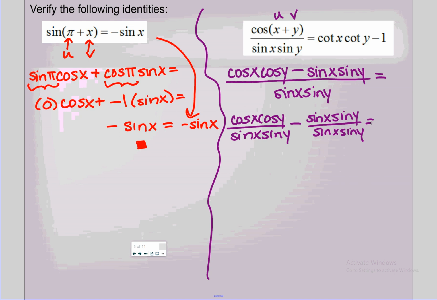Sine x sine y over sine x sine y is going to simplify to what? It's just going to simplify to a 1. And then, like I said, we have cosine x over sine x, which are multiplied, so that's why I'm allowed to do this, cotangent x. And then cosine y over sine y is a cotangent y. You can see that's what you have on the other side, so that's the end of your proof. Okay, good there? Question? No? Okay, cool.